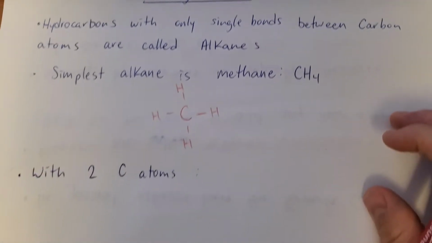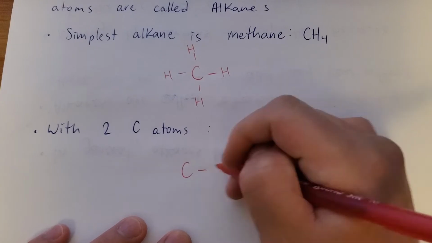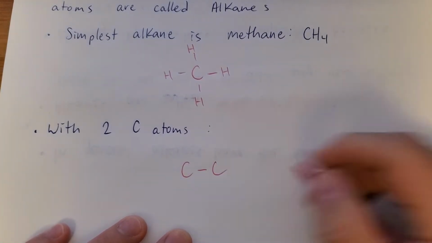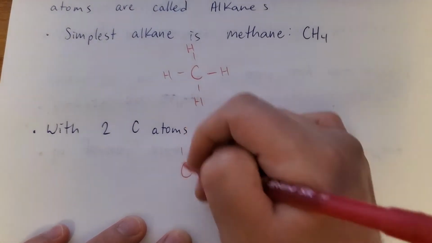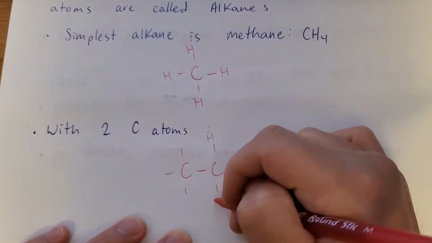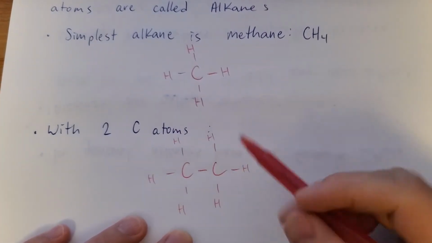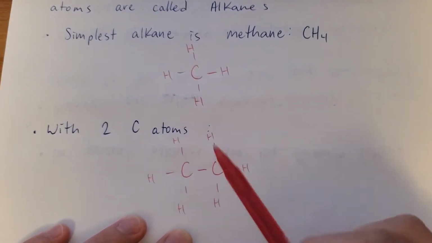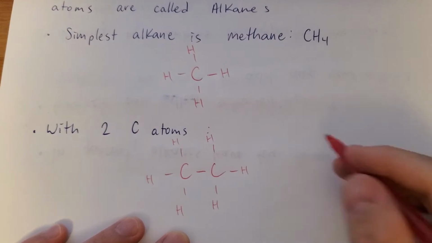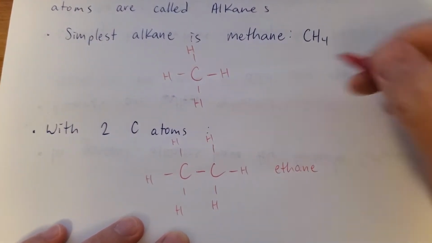The second simplest alkane has 2 carbons. Okay, and then the remaining bonding electrons bond with hydrogen. So again, both of my carbons have 4 bonds. They're all single bonds. That makes it an alkane. This is called ethane. Okay.